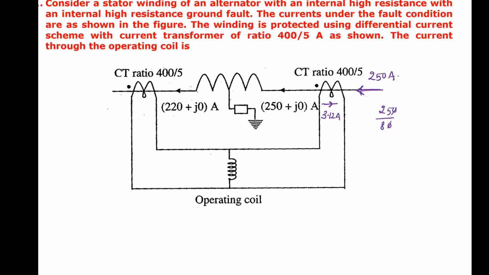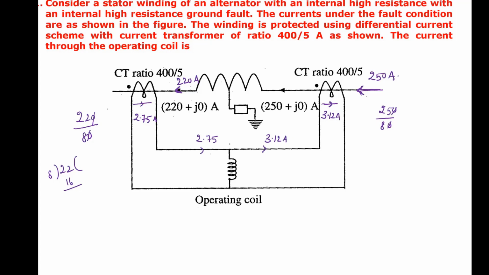Okay. Similarly, here the 220 ampere current is flowing. So what will be the current in this direction? It will be in this direction, whose value will be 220 divided by 80. So this value will be 2.75. Okay. So now the current here is 2.75 and the current here is 3.12.